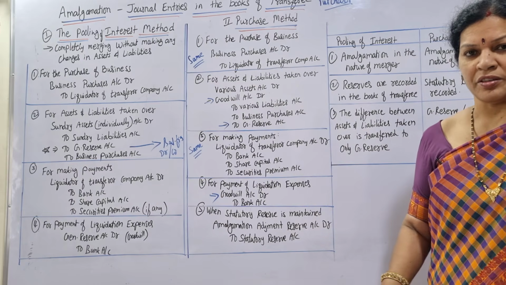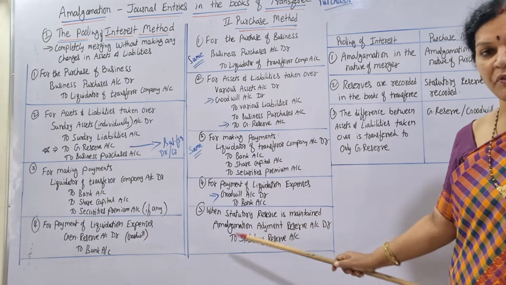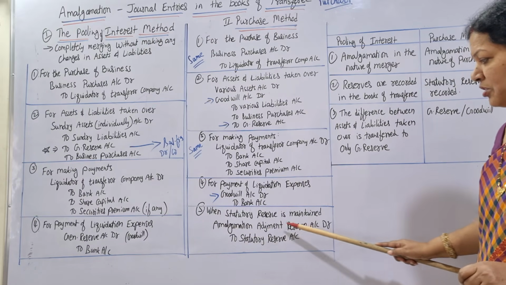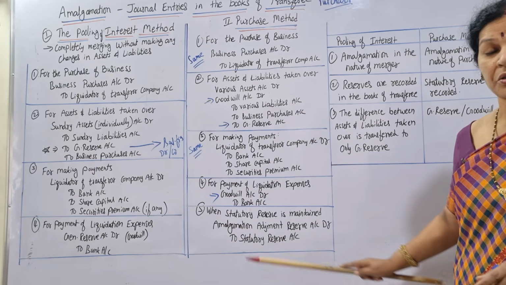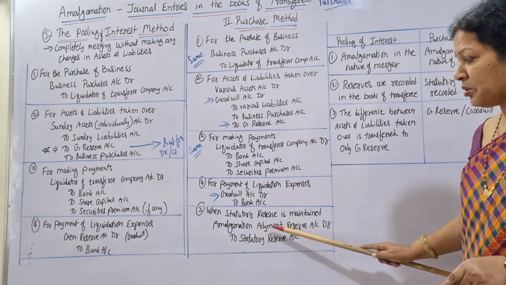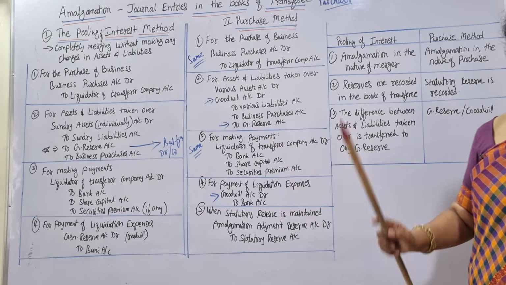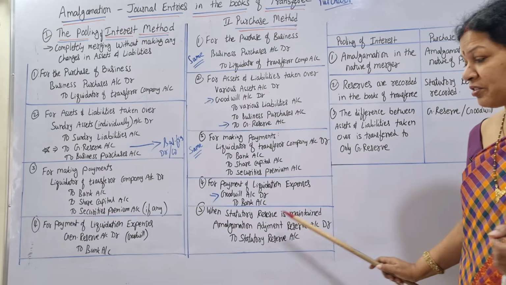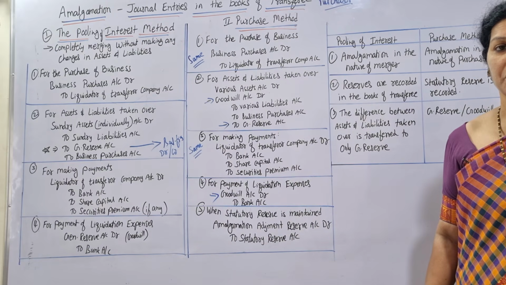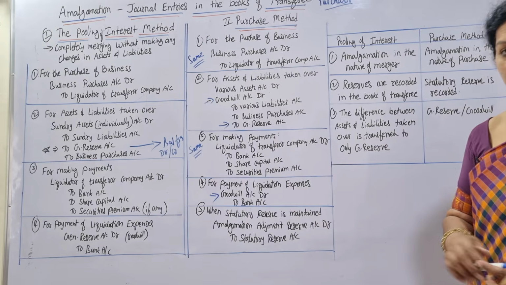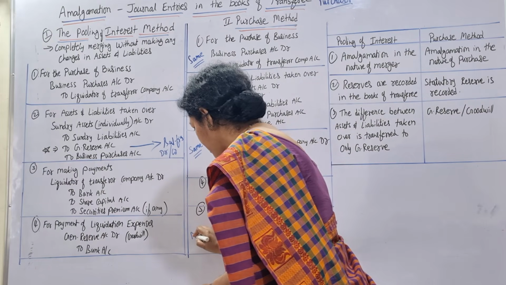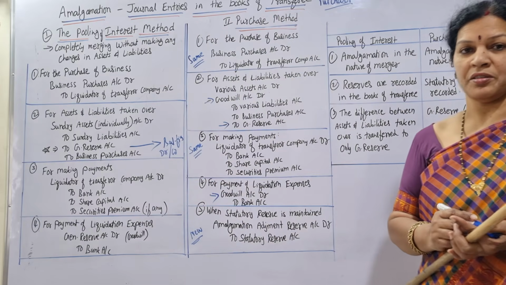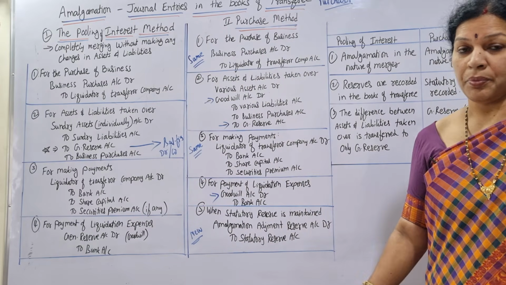In that method, you will not find this. Only in the purchase method you may find statutory reserve. If it is maintained, the entry is: amalgamation adjustment reserve account attached to statutory reserve. Statutory reserve is credited. On the debit side, what are you writing? Amalgamation adjustment reserve account. Say, amalgamation adjustment reserve account attached to statutory reserve account. This is the new entry, which is not there in the pooling of interest method. Am I clear? Very important.